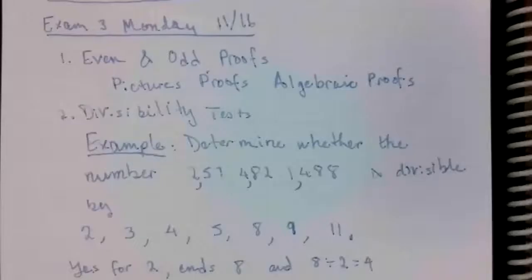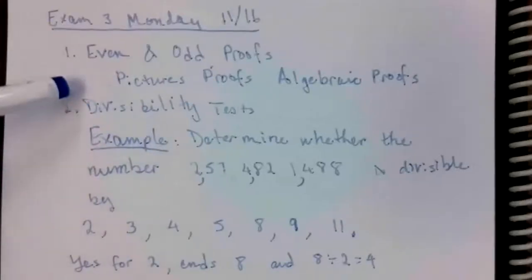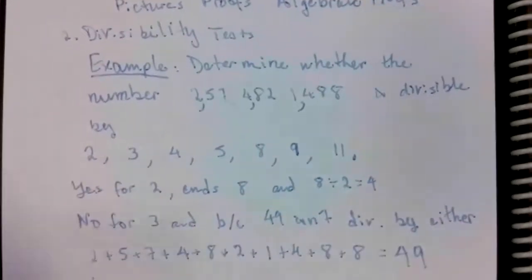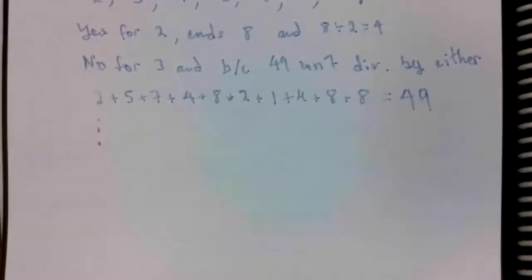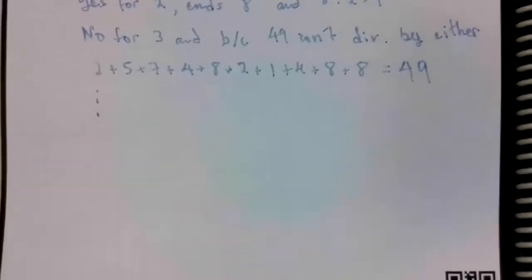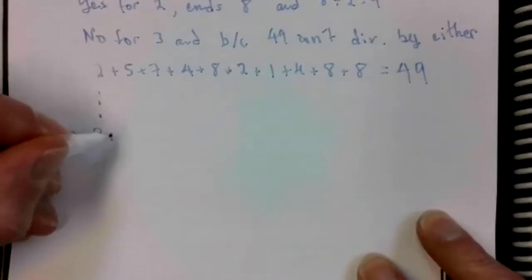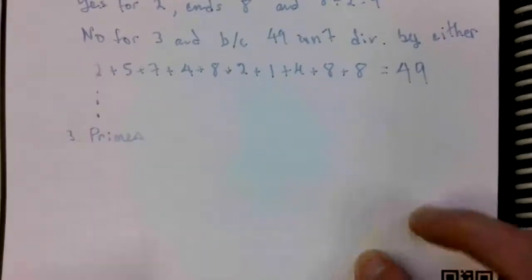So we're continuing here. So we got our even and odd proofs. We got divisibility tests that'll be on our exam 3. And remember, we're looking to show work on those. What else do we have on exam 3? Primes, okay, prime numbers.